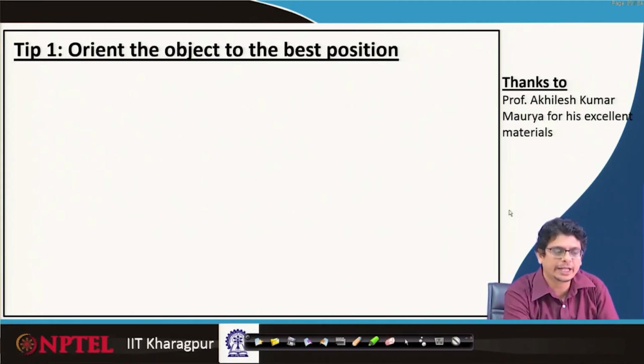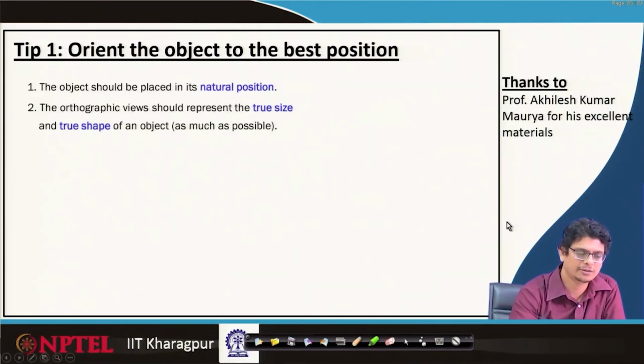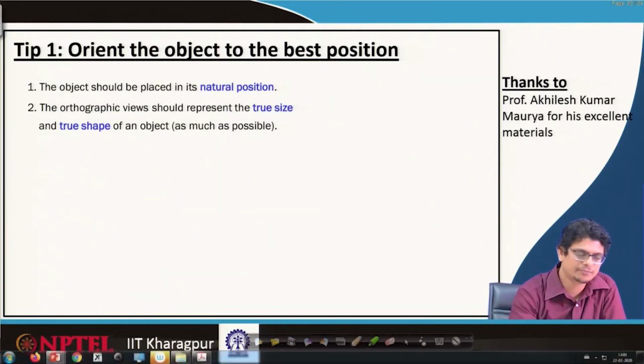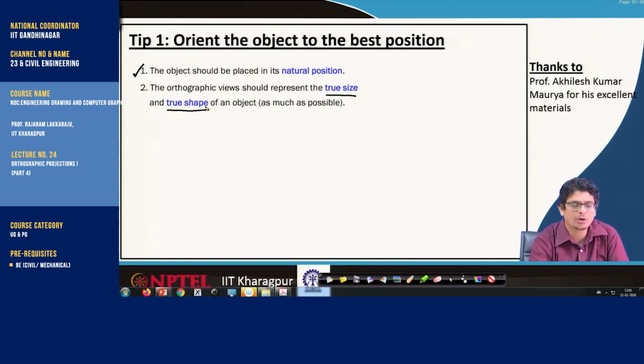Let us look at a few tips for these projections. First of all, orient the object to the best position. Pick the object, place it in the natural position. After that, orthographic views should represent the true size of the object, and also should show us the true shape of the object, as much as possible.